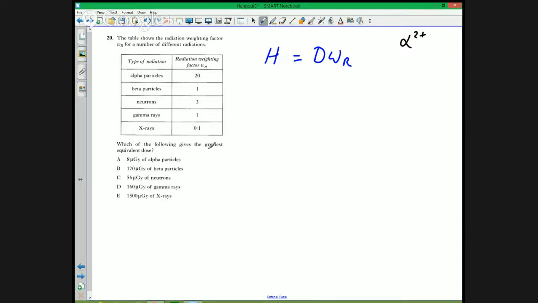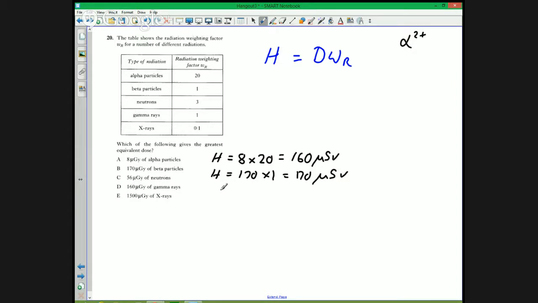8 micrograys, so the dose equivalent for that alpha particle will be 8 multiplied by 20, and that's going to give us 160. Remember, the units change to sieverts, so it'll be 160 microsieverts. What about the beta particles? For beta, it's going to be 170 multiplied by beta, which is 1. That's going to give you 170. It's like the Eurovision Song Contest. That's out in the lead so far.